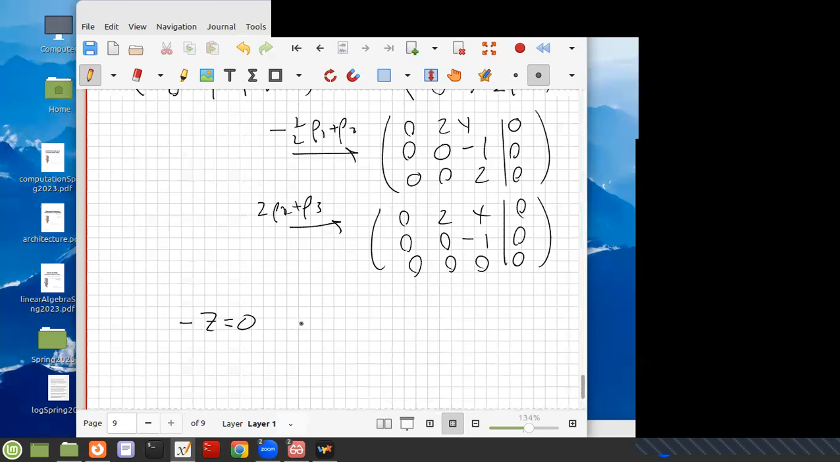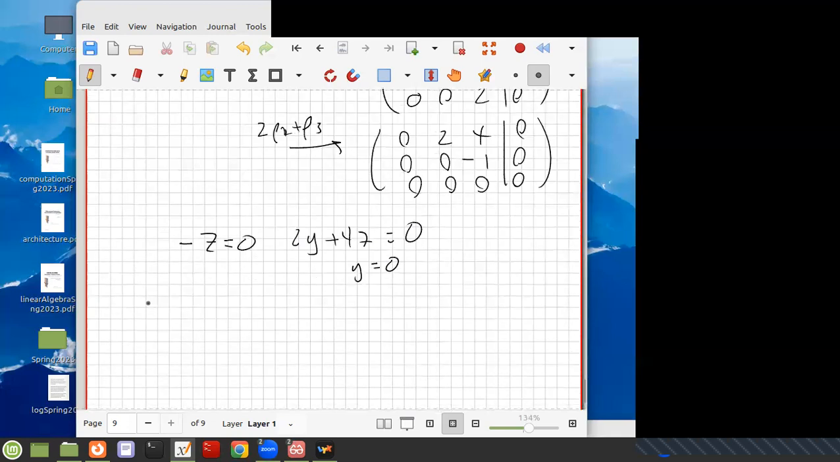Then it would be y, 2y plus 4z equals 0. But since z is 0, y equals 0, right? So all the forms that we have are x, 0, 0. So we choose x equaling 1.